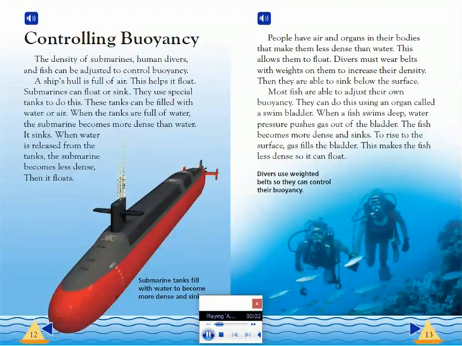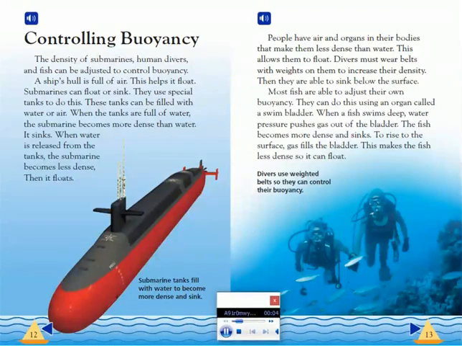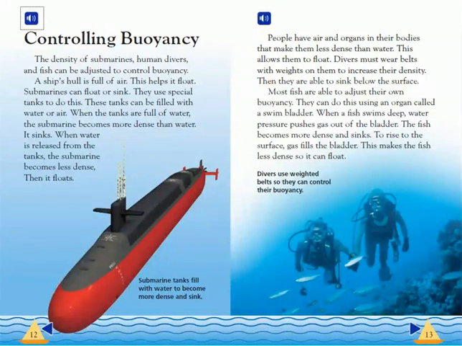Controlling buoyancy. The density of submarines, human divers, and fish can be adjusted to control buoyancy. A ship's hull is full of air. This helps it float. Submarines can float or sink. They use special tanks to do this. These tanks can be filled with water or air. When the tanks are full of water, the submarine becomes more dense than water. It sinks. When water is released from the tanks, the submarine becomes less dense, then it floats.